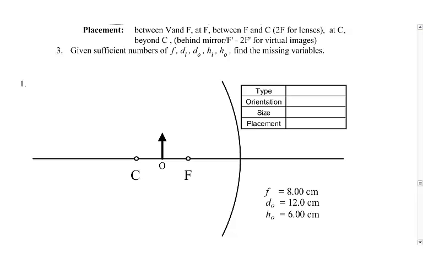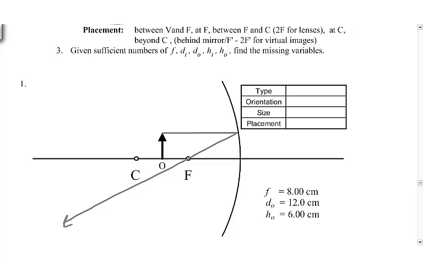Here we go. First example, grab your ruler and we're going to start to use the rules for drawing our ray diagrams. Line up the ruler with the top of your arrow here, and I'm going to draw a line that's parallel to the axis, and then that is going to reflect through the focal point. I put an arrow at the end of that line indicating its direction of travel.